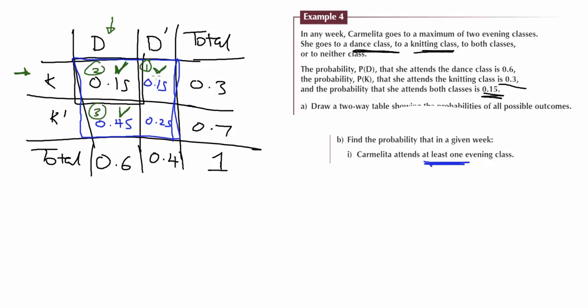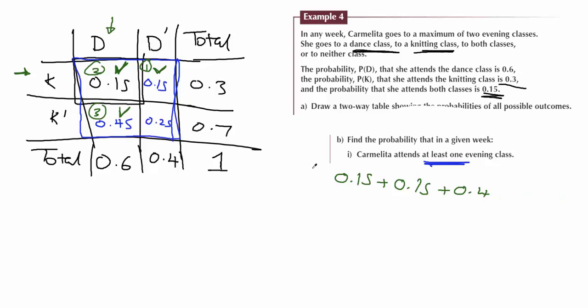They're these four. These are totals, by the way. These cells outside are totals, but these are the four possibilities. These totals just help us in different ways, setting up the table. But the probability that she attends at least one class is 0.15 plus 0.15 plus 0.45, which equals 0.75. And there you go, the answer's done.